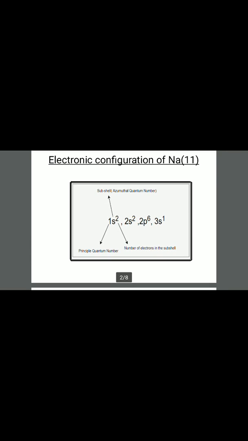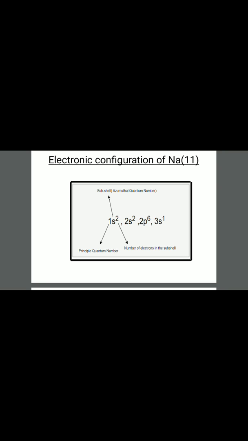Electronic configuration of sodium. Sodium has atomic number 11. It means you have to fill 11 electrons in the atomic orbitals. 1s, 2s, 2p, 3s. No need to write further. 1s is fully filled, 2s fully filled, 2p fully filled, 3s half filled. That is 1s2, 2s2, 2p6, 3s1.